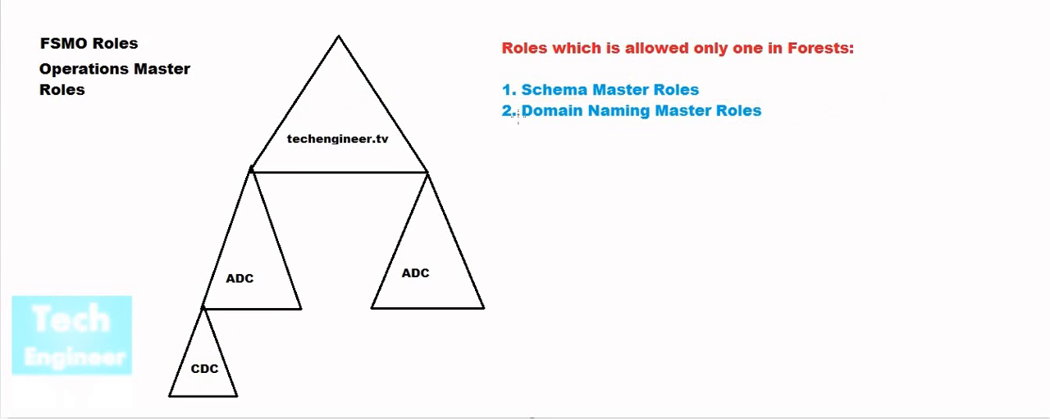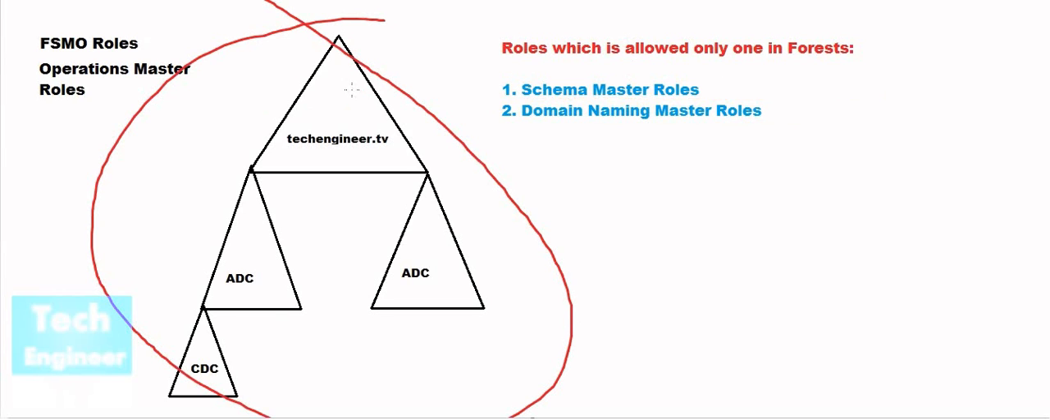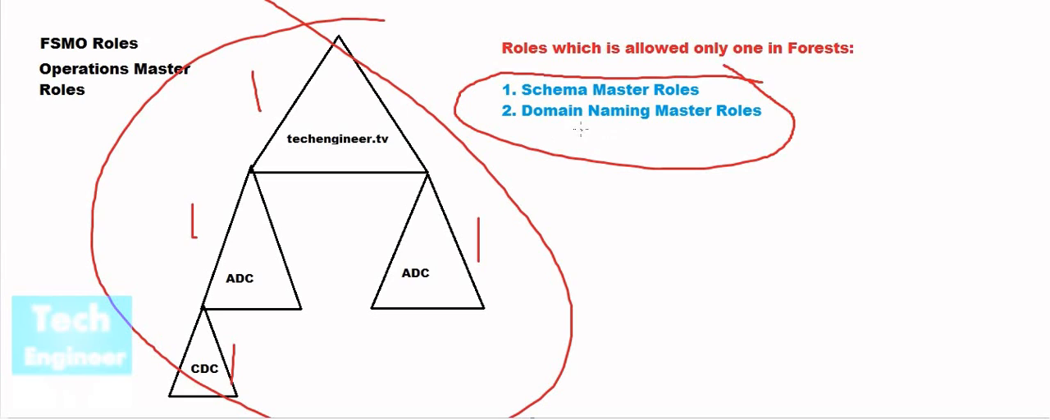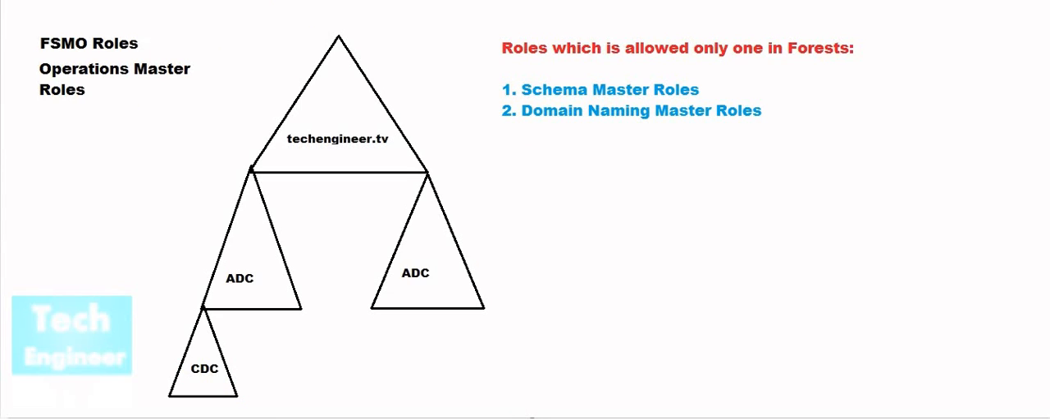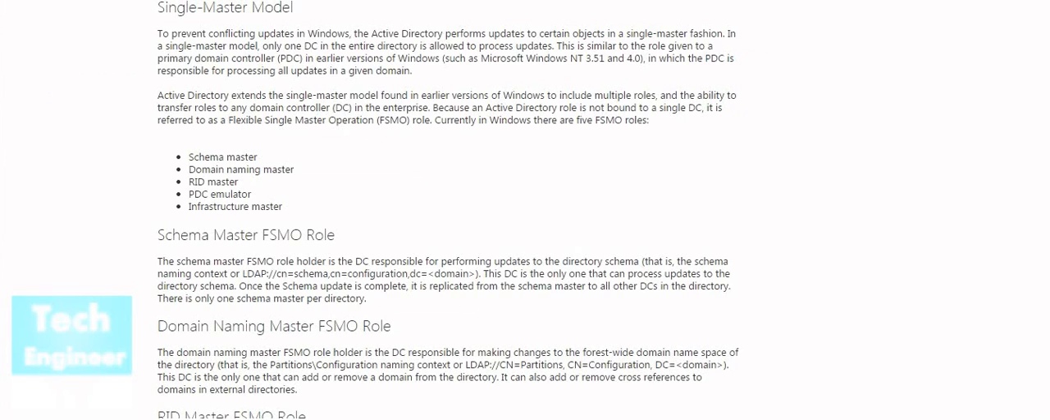Only in one forest do these two roles, the schema master role and the domain naming master role, exist. Whatever domains you have in the forest of techengineer.tv, only one domain of the forest can carry these roles. So I just told you the theory of the domain naming master role: every forest will have only one naming master. You have to add some prefix; you can't give one domain name to every domain server of the network.